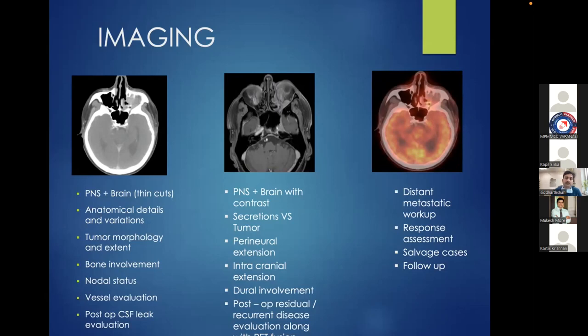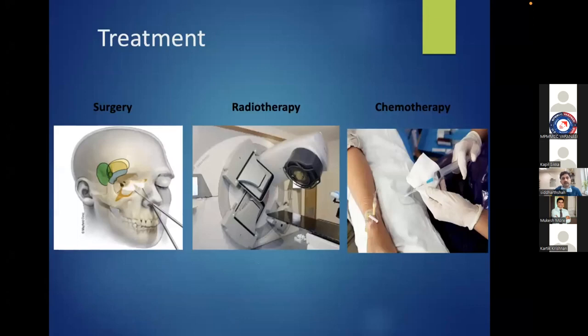CT scan helps to understand the bony limitations, the bony erosions and the bony demarcations for surgical planning. In conditions like high-grade or more aggressive tumors, like SNUC, where you can have a chance of distant metastasis, PET scan may be added to stage the disease and plan the further management.